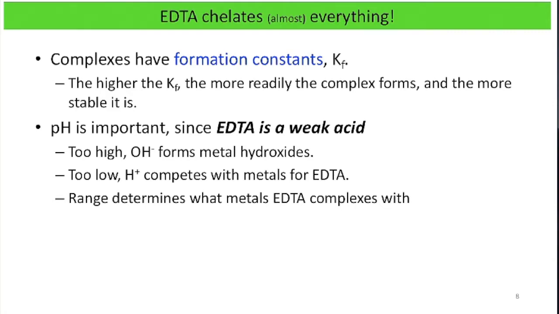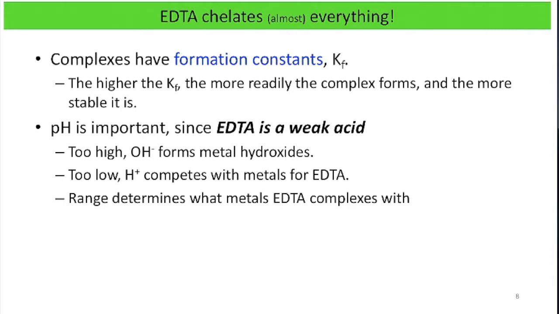For EDTA, pH is also important. EDTA will react with different metals at different pH values. So when you did the copper EDTA experiment, you did have to use a buffer, and that made sure that the pH was correct for EDTA to react with copper.